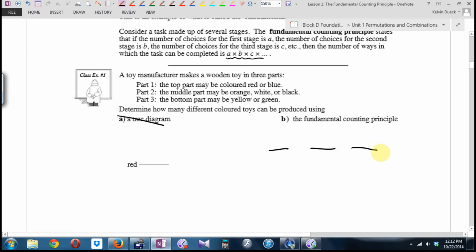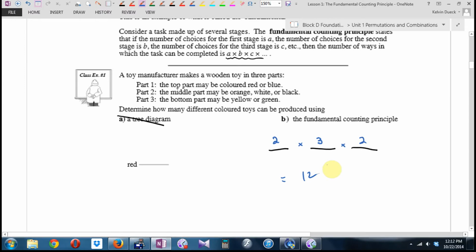Part 1. How many choices do we have for part 1, the top part? 2. And how many choices do we have for the middle part? 3. And how many choices do we have for the last part? Is it that easy? Well, we're going to get tougher, but we're starting off with the fundamentals. How many different choices are there, grand total? No calculator. In your head, please. 12.